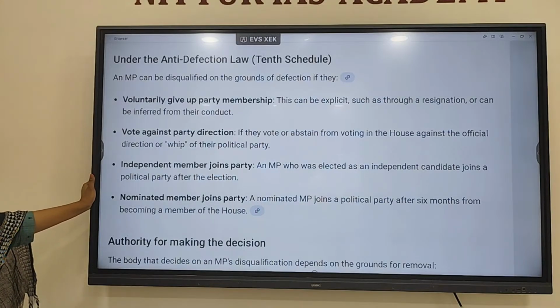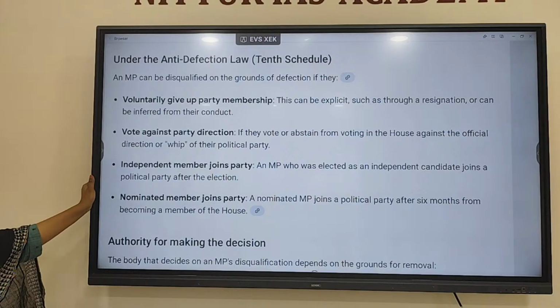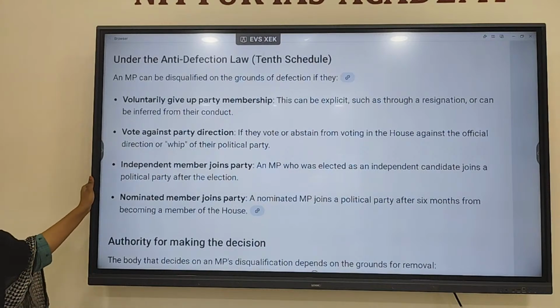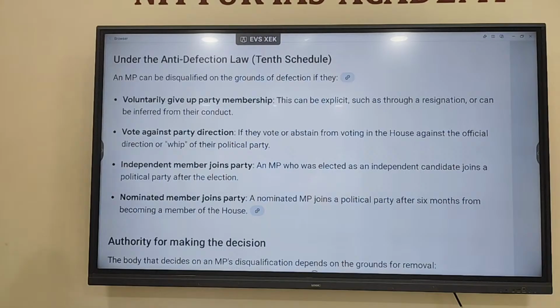That one. And then, voting against party direction. If they vote or abstain from voting in the house against the official direction or whip of the political party. Whip means every political party has its own rules that the MLAs or MPs should follow. They should vote only for the candidates that belong to their own respective political party.